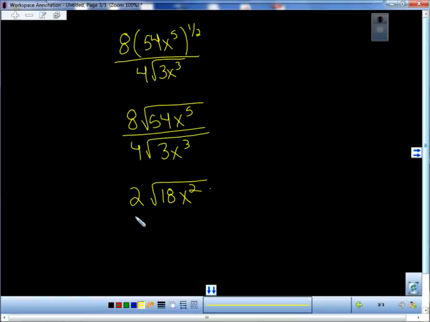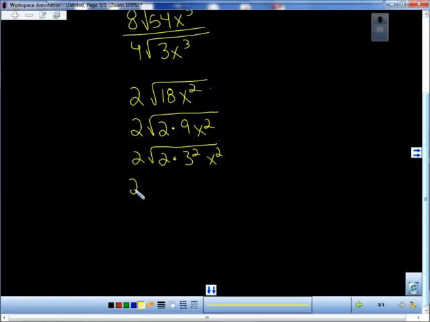Now I'm looking for a number that goes into 18 that's a perfect square, so I could take the square root of it. So I could split 18 up into 9 times 2, or 2 times 9, x squared, which is the same as the square root of 2 times 3 squared times x squared. Now if I take the square root of the individual parts, we have this 2 on the outside, times square root of 2, can't take the square root of 2 evenly, take the square root of 3 squared, just gives me a 3, take the square root of x squared, just gives me an x, square root of 2.